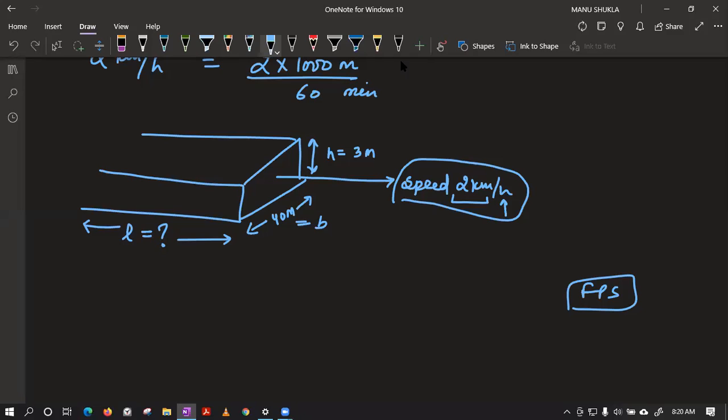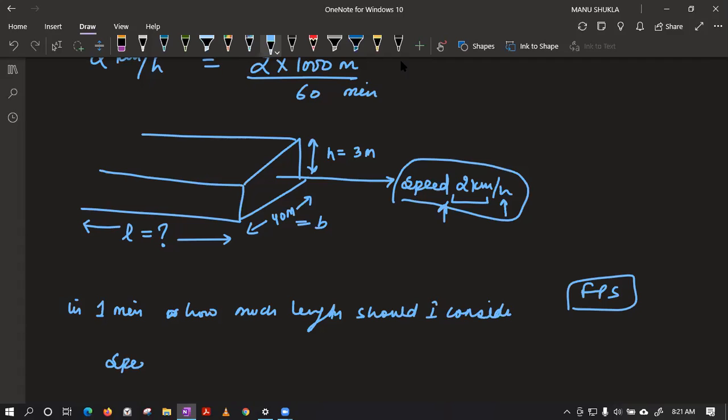Okay, so what I did, the first thing is I tried to find in 1 minute how much length will go. How much length should I consider? For that, I converted this speed into meters per minute. Speed was 2 kilometer per hour.